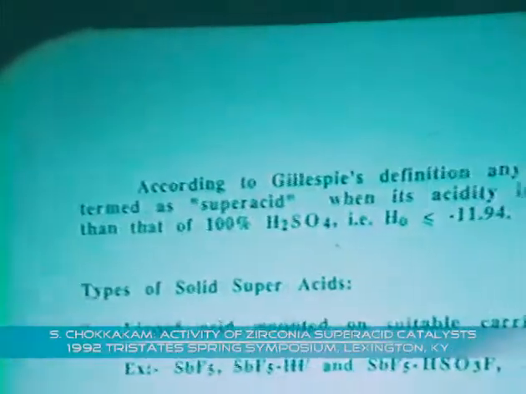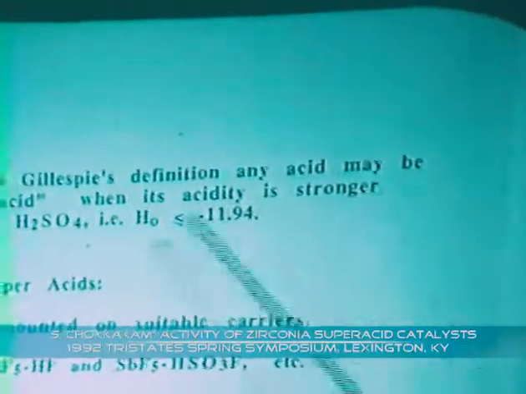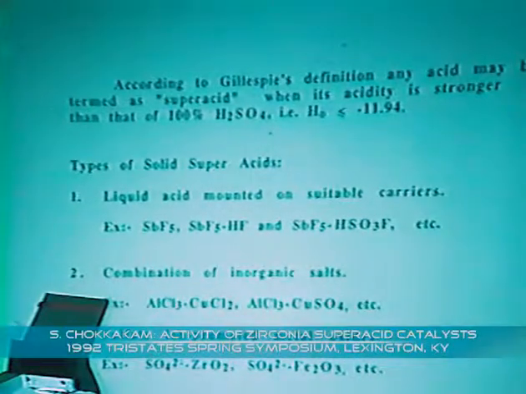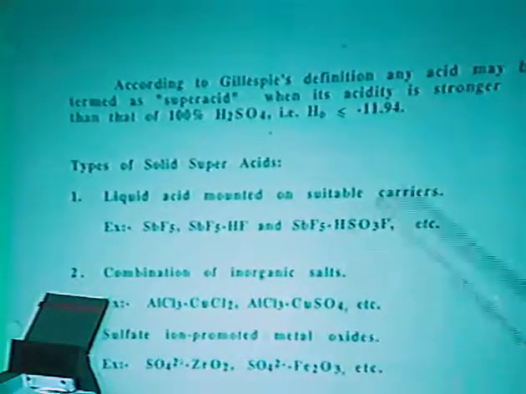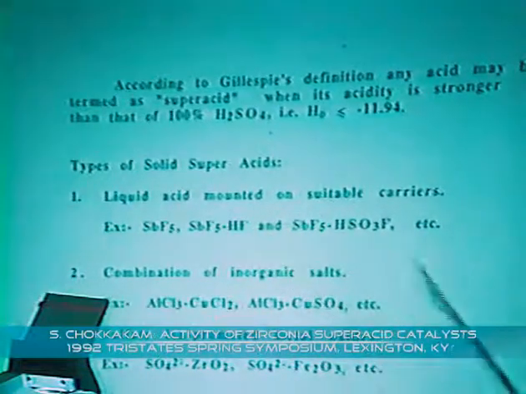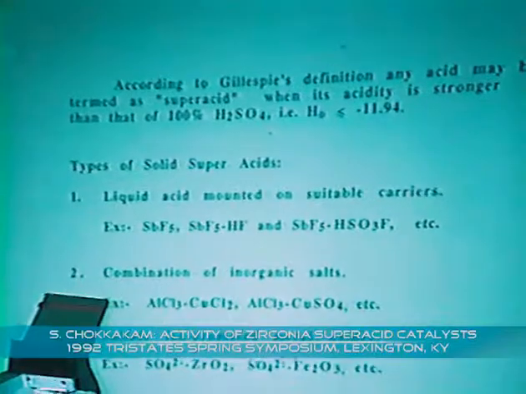According to Gillespie's definition, any acid may be termed a superacid when its acidity is stronger than that of 100% sulfuric acid, whose Hammett acidity value is less than -7.9. So what are the types of solid superacids? Liquid acids mounted on suitable carriers, such as BF3 composites, SbF5, HSO3F. When these liquid acids are supported on suitable carriers, they act as superacids.